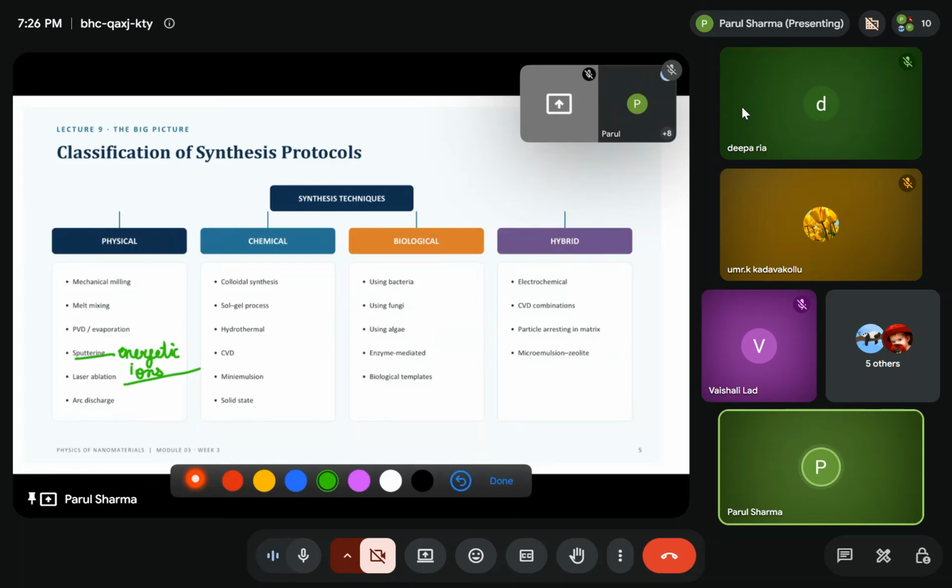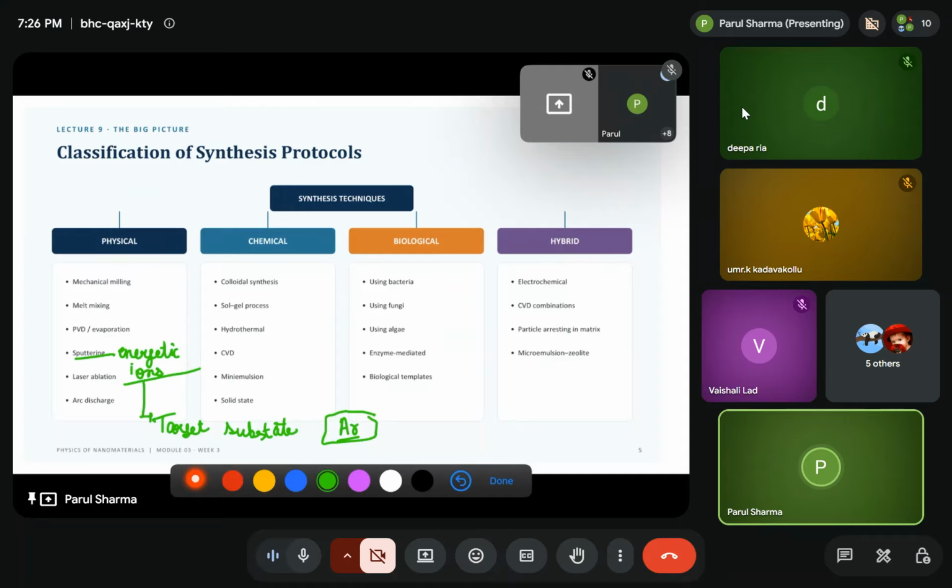So in this system, what do we have? A target and a substrate. It is also done at low pressure and high vacuum. So target, substrate, and one inert gas. In the sputter process, we use argon. We use inert gases because they don't react with the other atoms. So we use argon atoms to generate a plasma.